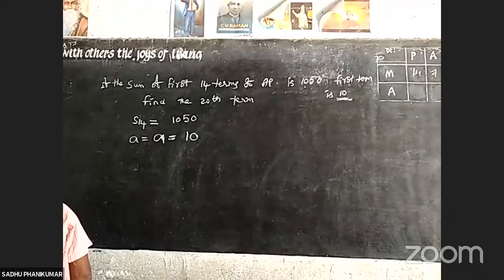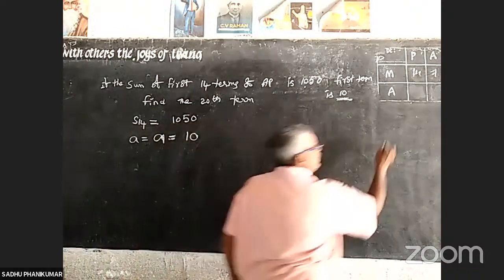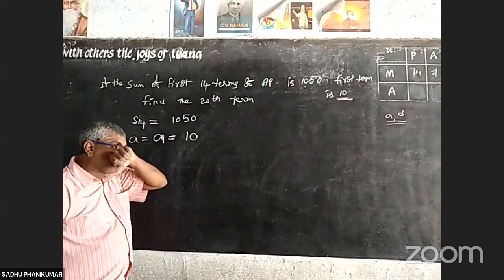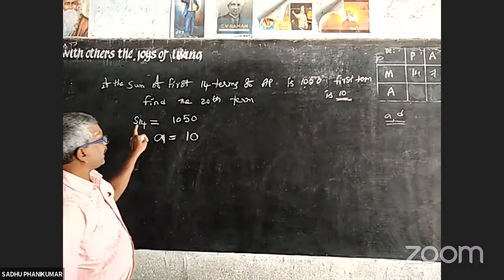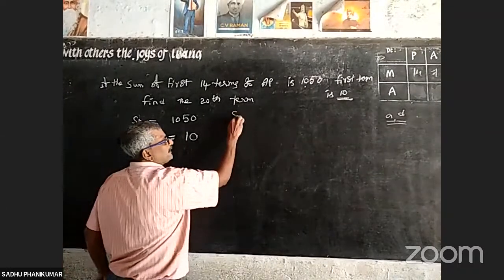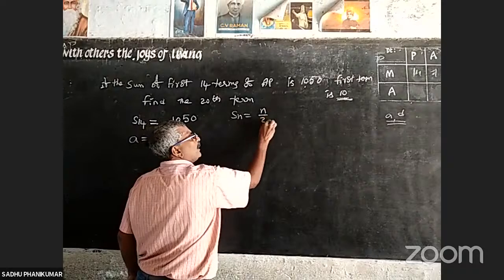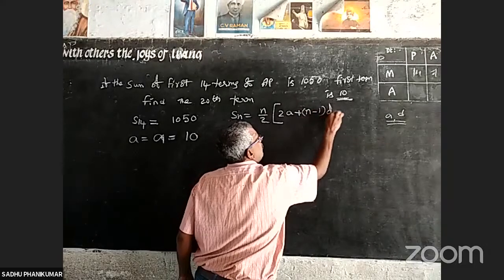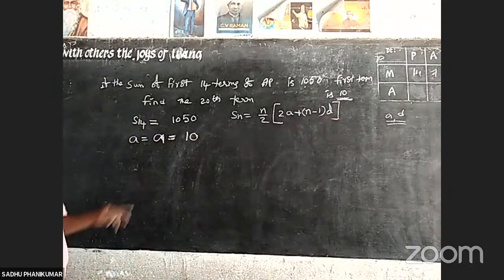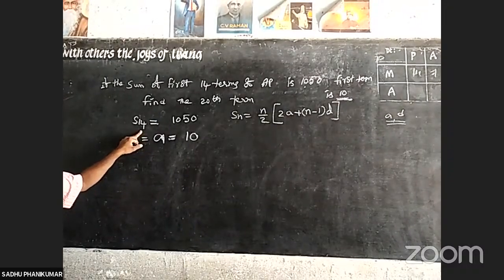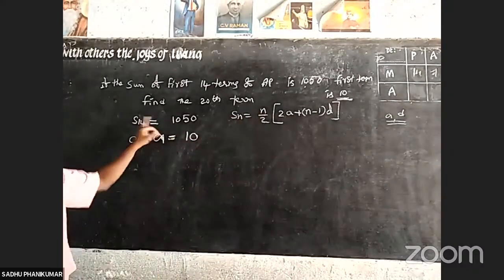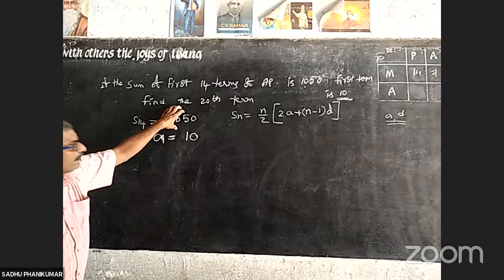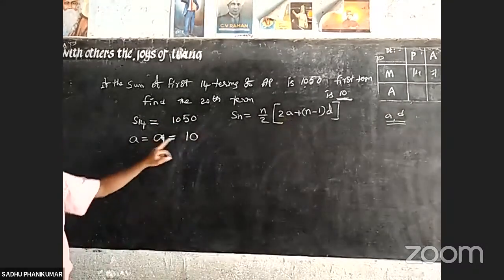For finding any number of terms, what we need are A and D. We have to find A and D. If A and D are there, we can find any number of terms we require. Okay, S14 is there. So write the principle. Sn is equal to n by 2 into 2a plus n minus 1 into d. This is the principle. How many terms is this? 14 terms. So the value of n is substituted as 14, and I'm substituting the value of Sn as 1050 and the value of A as 10.